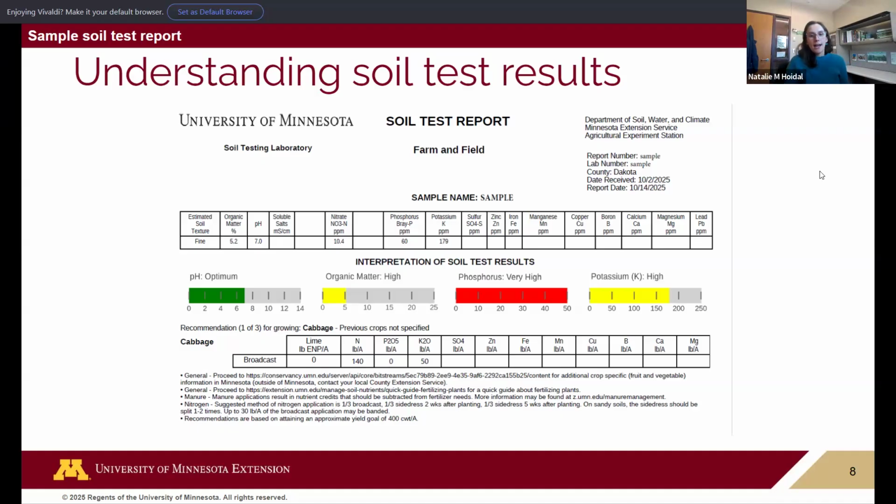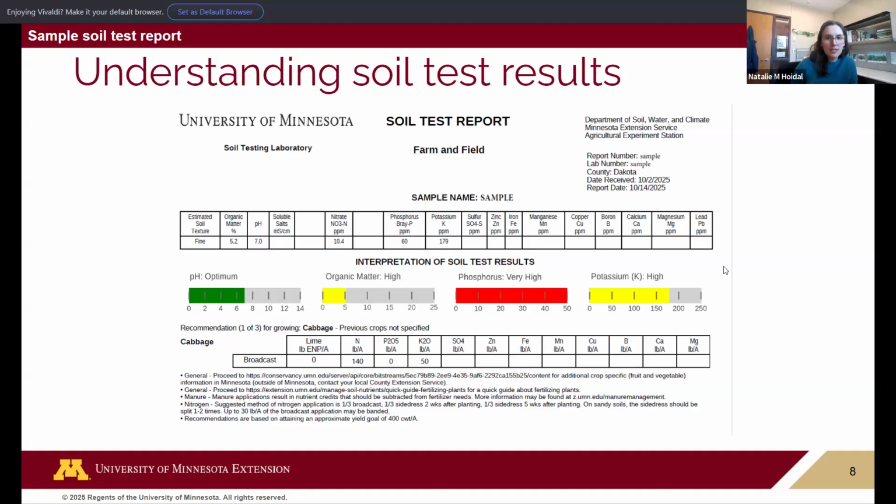But do know that the part in the middle where it's giving you a range of, especially for phosphorus and potassium, is it medium? Is it high? Is it very high? That range is just ever so slightly different for gardeners versus farmers, with the idea that farmers are generally farming more intensively, their yields are higher, and their crops are taking up more nutrients.